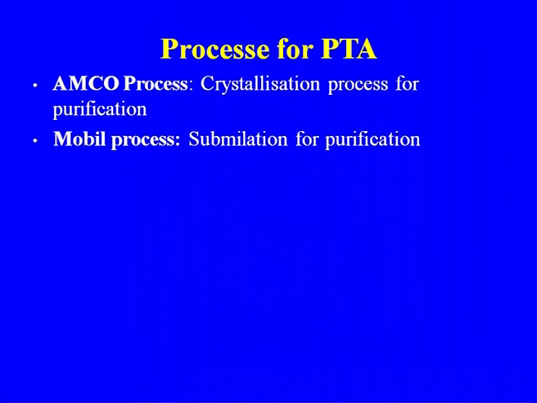These are the two processes by which we make purified terephthalic acid. One is the AMOCO process, where crystallization is used for purification. Another is the Mobil process, where sublimation is used for the purification of terephthalic acid. So, let us discuss why TPA over DMT. What was the need for shifting from DMT to TPA?